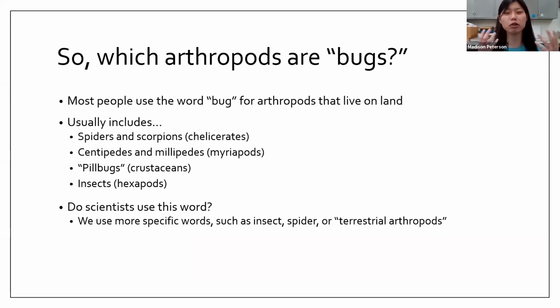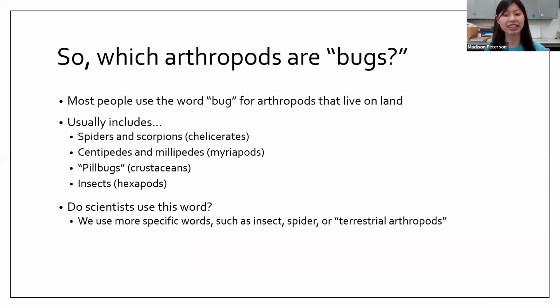When most people use the word bug, they mean an arthropod that lives on land. And just like we've seen, some arthropods live on land and some live in the water. The ones that live on land are spiders and scorpions, centipedes, millipedes, pillbugs, and of course the insects. The definition may change if you're talking to different people, but I think most people mean arthropods that live on land. So do scientists use this word?